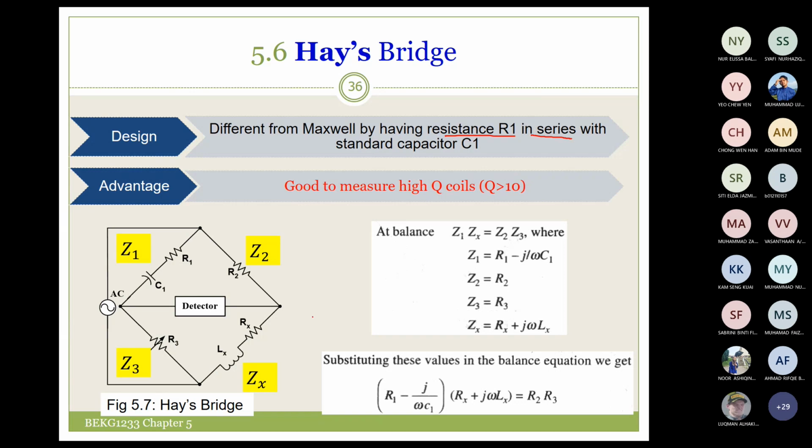To make it balance, as before, Z1 over Z3 is equal to Z2 over Zx. Then you can find Z1 multiplied with Zx is equal to Z2 multiplied with Z3. Each of the Z1, Z2, Z3, and Zx is defined like this. So here you can substitute all these Z1, Z2, Z3, and Zx into Z1 Zx equal to Z2 Z3. You can find it like this.